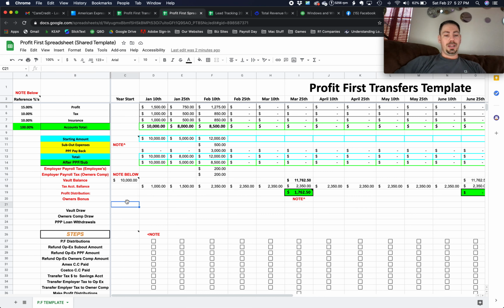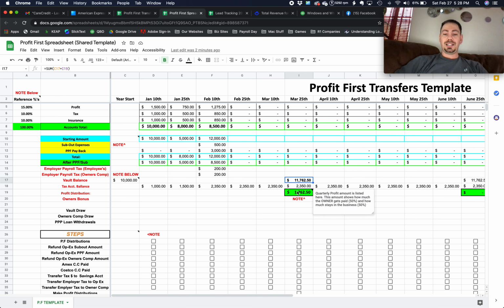So this is saying, okay, we started the year with this amount. It will add in however much. It's basically going to do a running balance for you. So you see over here, we started with this amount, but right now we have $11,762.50. Basically, it's adding this cell to your vault.